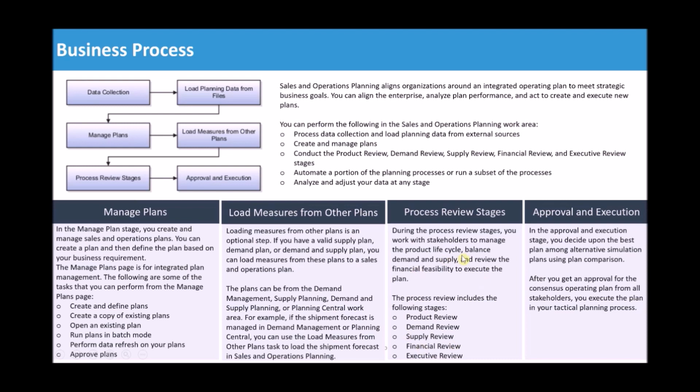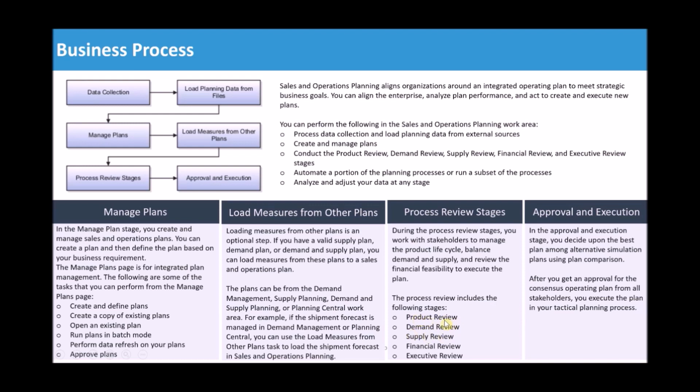This is the main point where we are going to focus in this session, because the rest of the activities you have already done several times in demand plan, supply plan, and demand and supply plan, as well as in planning central. This is the process which is different in SOP, so we'll focus more of our time on this activity. And when it comes to the process review stage, there are several different activities involved, and these are product review, demand review.